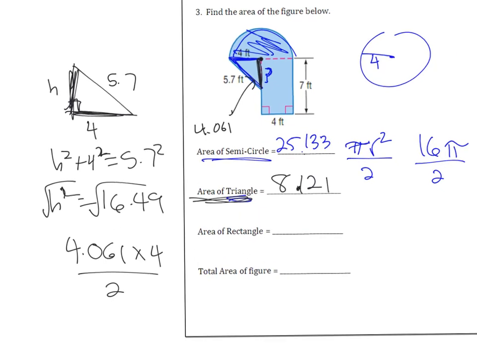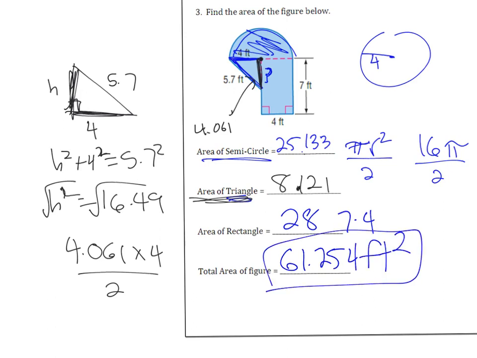Last part, the rectangle is very, very easy. 7 times 4 gives me 28. So then the area is just adding up all those things. So I add those together, and I get 61.254 feet squared as an answer. So I break it up and take it piece by piece and then go from there.